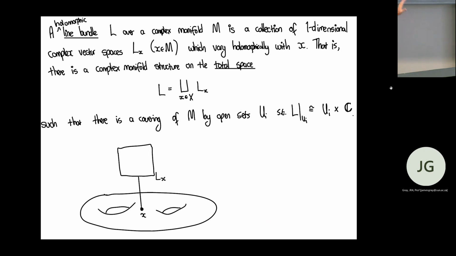Just keep the picture in mind, if you zoned out there. I've now got a collection of one-dimensional complex vector spaces. That's why I say it's a line bundle. A complex line is a one-dimensional complex vector space, parameterized by the points in the base space M. Okay?